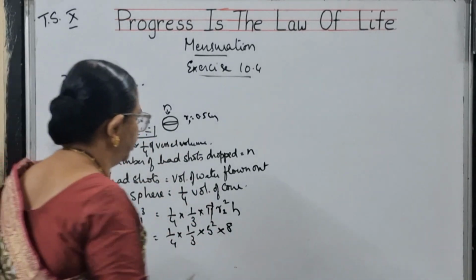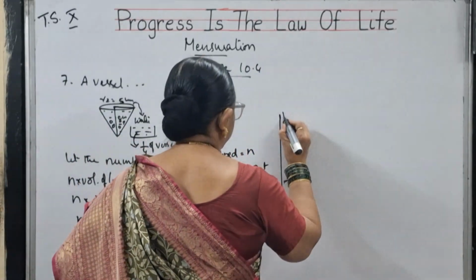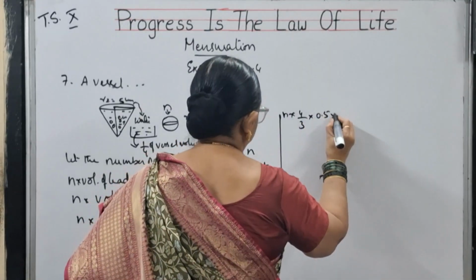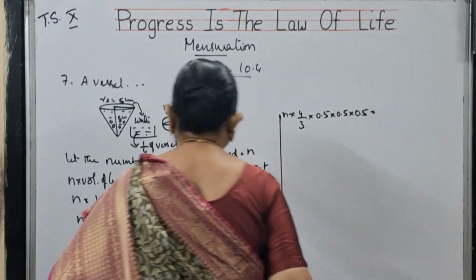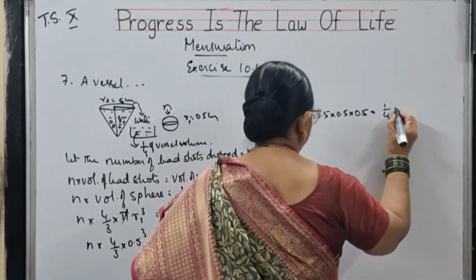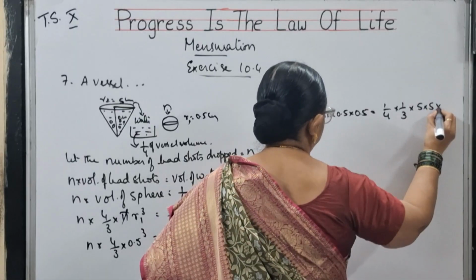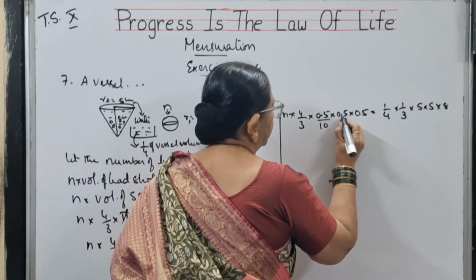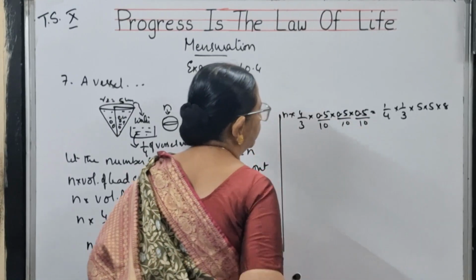So let me continue it here. This means n into 4 by 3 into 0.5 into 0.5 into 0.5 is equal to 1 by 4 into 1 by 3 into 5 into 5 into 8. So 0.5 I can write as 5 by 10, and this also as 5 by 10, and this also as 5 by 10.